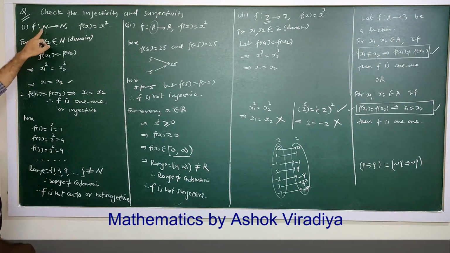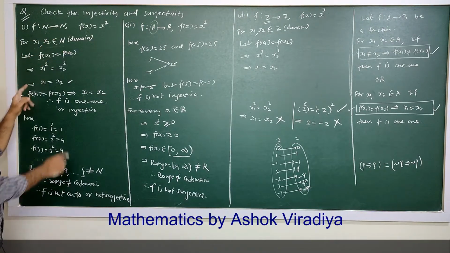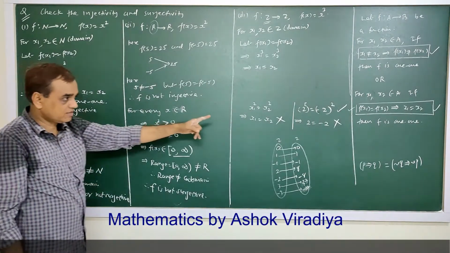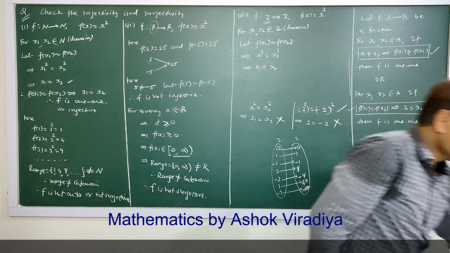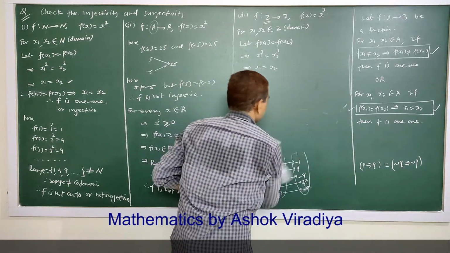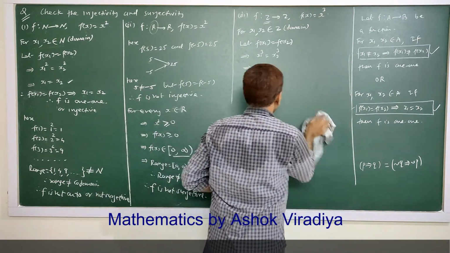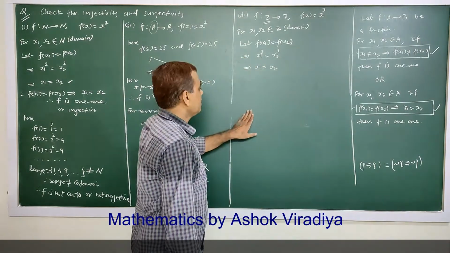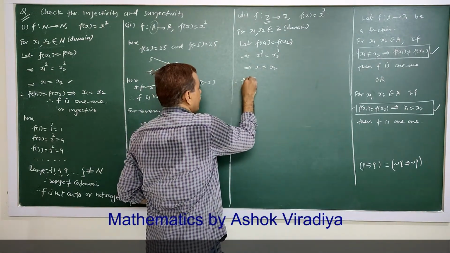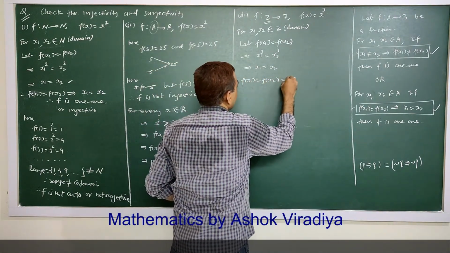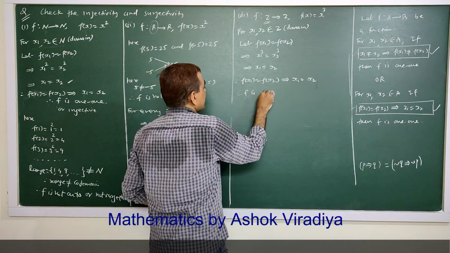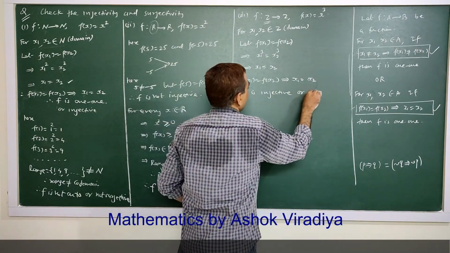So in this question, if Z to Z is given, then we are not allowed to put x1 equal to x2. This is the reason. But here in the formula, cube is given. Because cube is given, it is allowed. x1 cube equals x2 cube, so x1 equals x2. Therefore, f(x1) equals f(x2) implies x1 equals x2. So the function is injective, it is a 1-1 function.